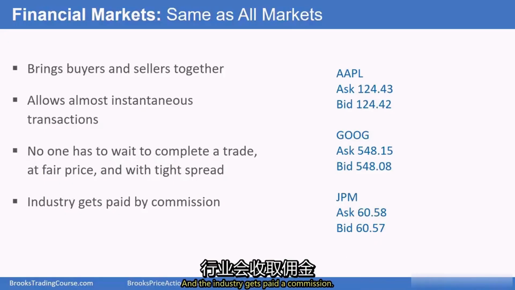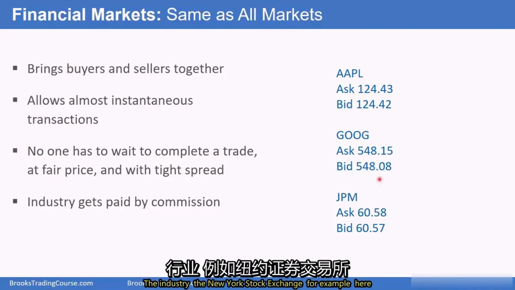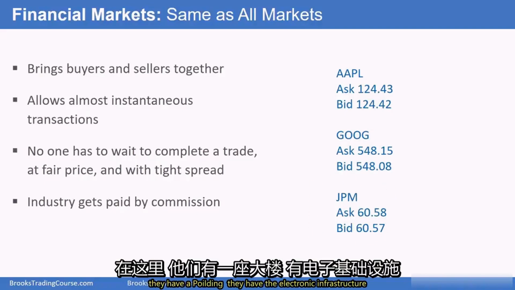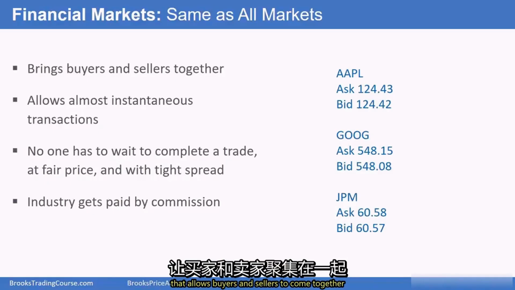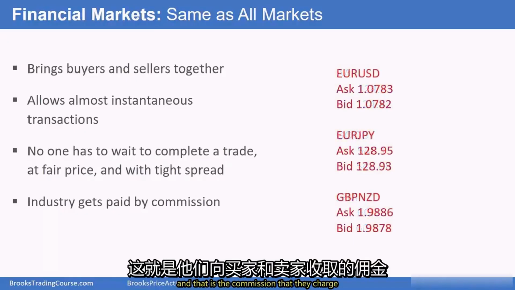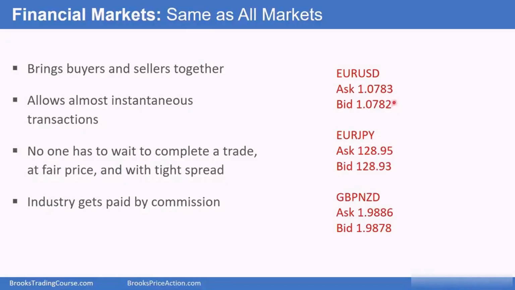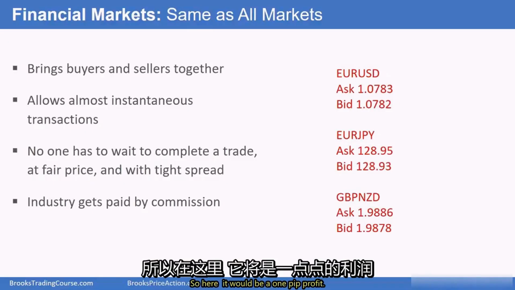And the industry gets paid a commission. You pay the industry a commission for creating the opportunity to have that transaction. The industry, the New York Stock Exchange, for example, they have a building, they have the electronic infrastructure that allows buyers and sellers to come together, and they need to get paid to maintain that, and that is the commission that they charge both the buyer and the seller. In the Forex market, the commission is the spread. So here it would be a 1 pip profit.